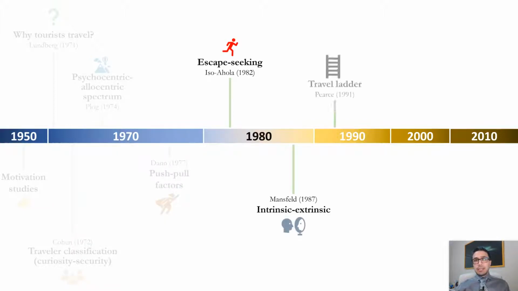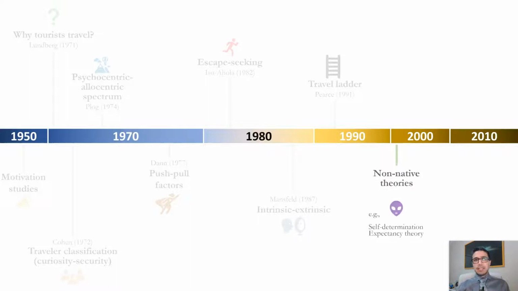The 80s and 90s basically is the time for some major adoptions from psychology literature. And then the late 90s and afterwards is the time that most tourism scholars start using non-native theories, such as self-determination and expectancy theory, in the tourism context. It seems that it's time for change.